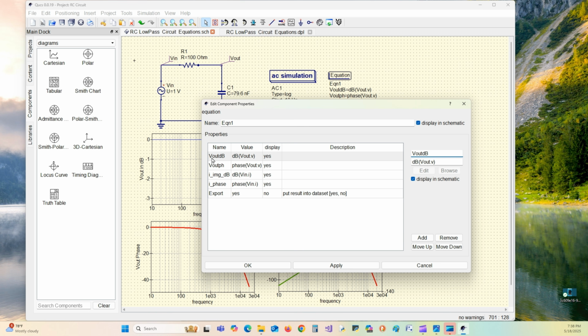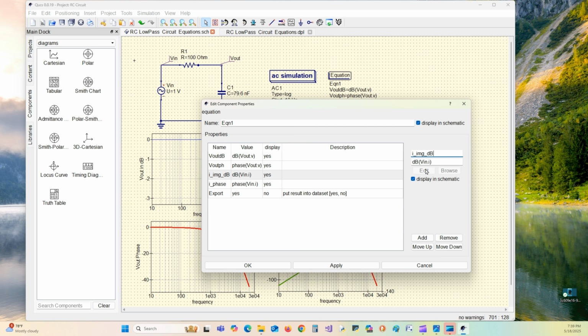We want to know the dB of the voltage out. So we just chose this as our name. And then this is the equation, dB parentheses of whatever you're going to do, and we dot voltage. Same with the V out phase. We do a phase of V out dot voltage. And the same thing with current, and that's the imaginary dB.